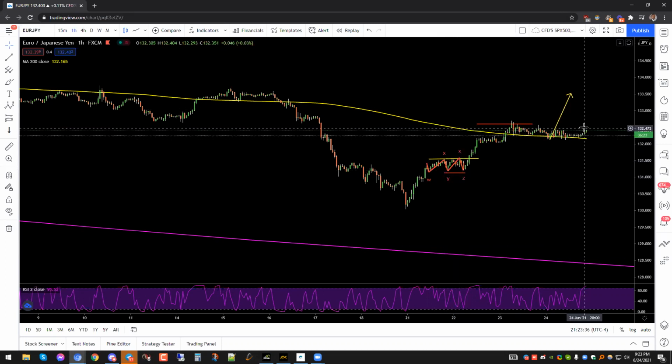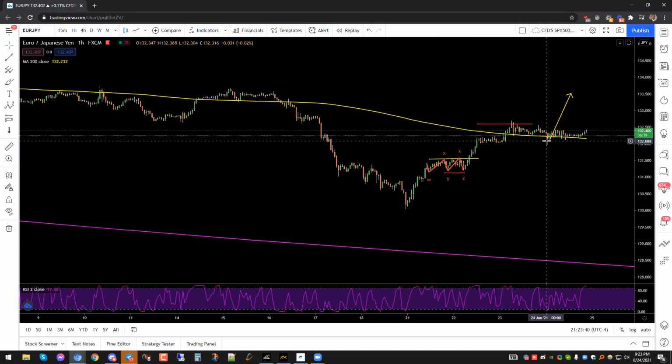But once I get the breakout, what I'd like to do is move my stop from here and bring my stop here.